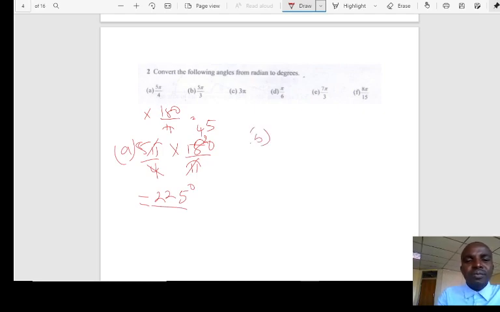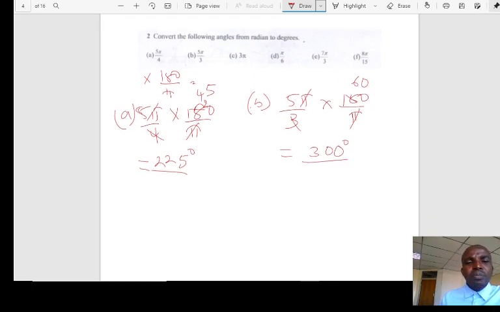Then part B, 5 pi over 3. You multiply by 180 over pi. The same rule applies. The pi will cancel out. 3 into 18 into 180 is 60. Then 5 by 60, you get 300. That's what you get from your calculator or even mental work.